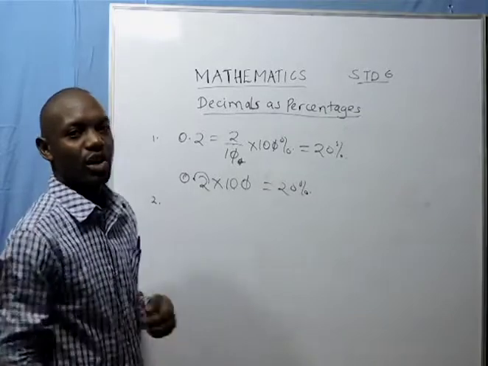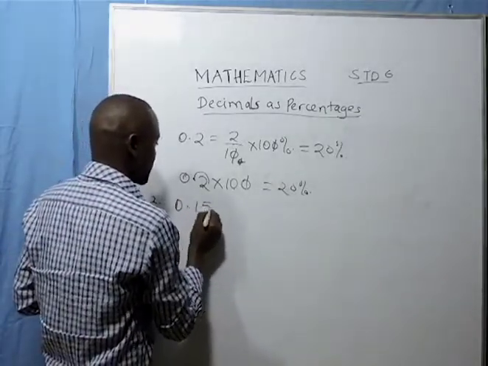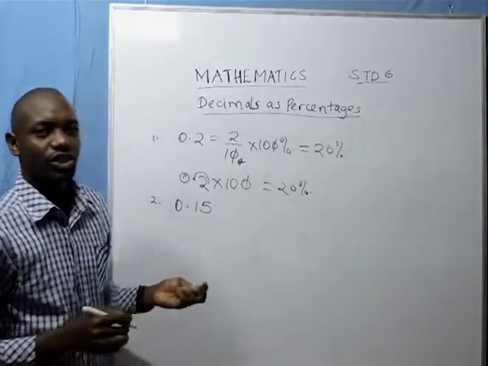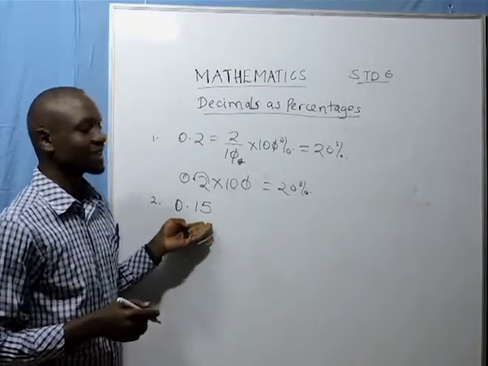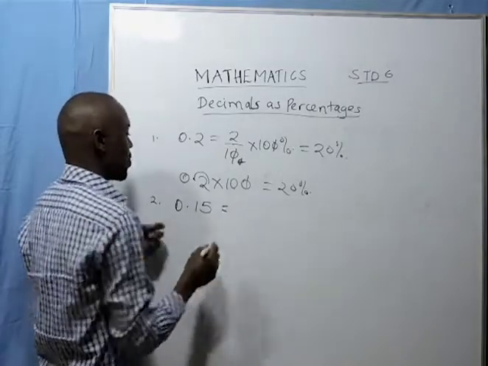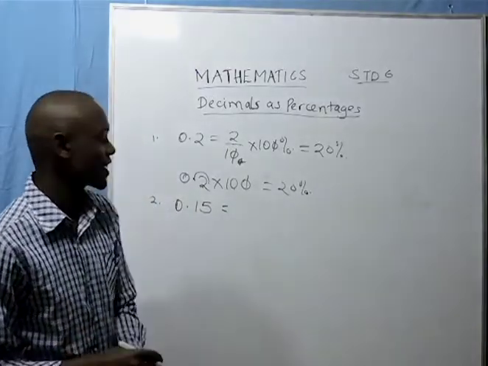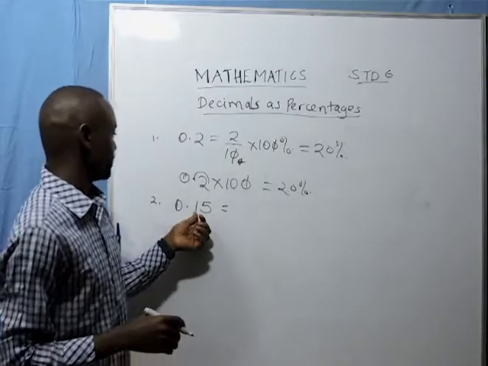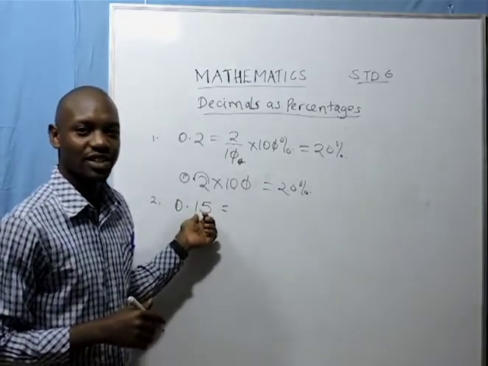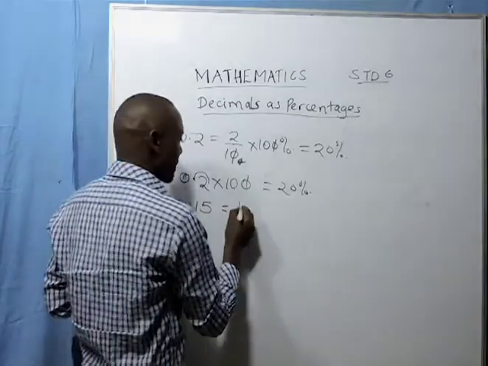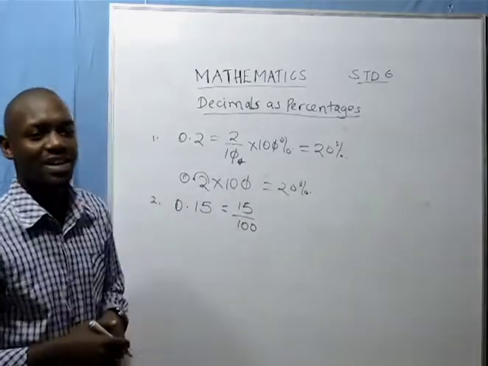Example number 2. Convert 0.15 as a percentage. We can express it as a fraction. What is 0.15 as a fraction? It has 2 decimal places. So as a fraction, it will be 15 over 100.